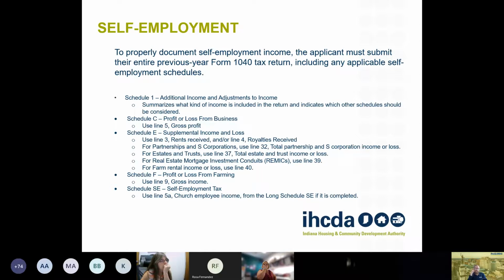And finally, if they have a Schedule SE, for our purposes, the only time we're going to use a Schedule SE is if they're a church employee. And so we would be using line 5A for that. And that is just from the long form Schedule SE. Again, I don't know that I've ever seen that in an EAP application, but because it is a form of income that would fall under our inclusions, I wanted to be sure that we had a policy to address it.